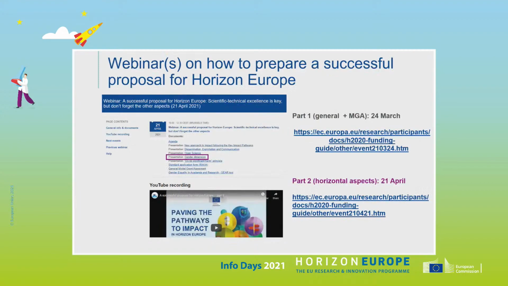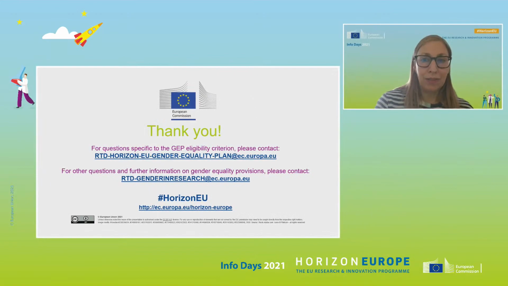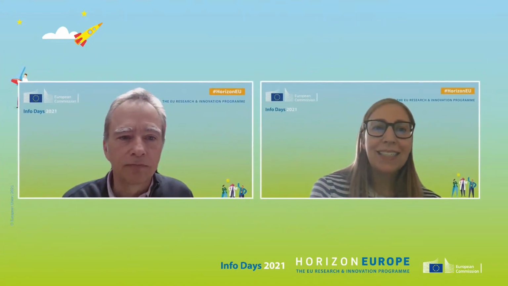Next slide. And there's also an available webinar that details a little bit more what I just presented today, which is still available to you on the Europa website. And I will stop here with the next slide. If you have specific questions, next slide, please. You can write to us at these two functional mailboxes that are available, one specifically for the GEP eligibility criterion and one more general if you have questions about gender equality provisions and requirements in our programs. Thank you. And I will leave the floor.